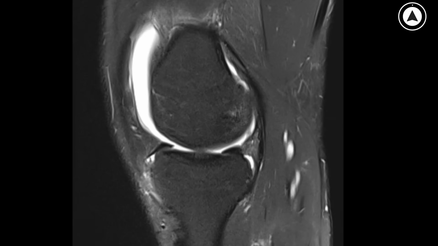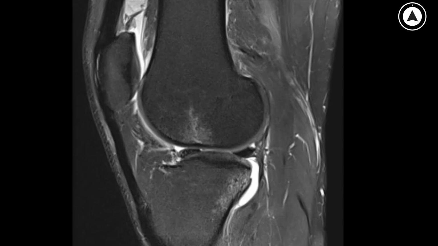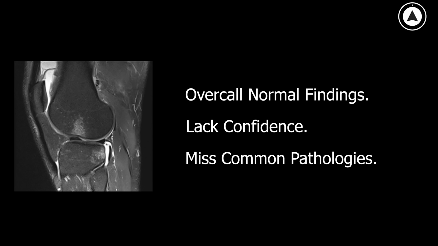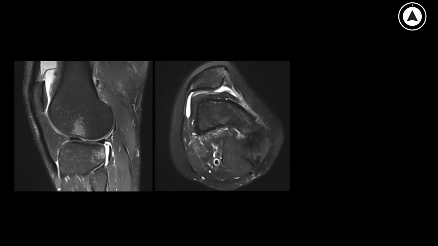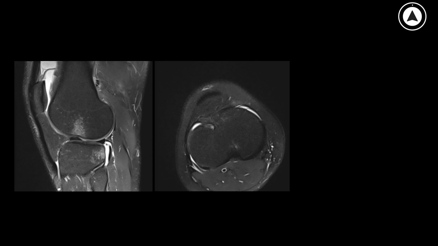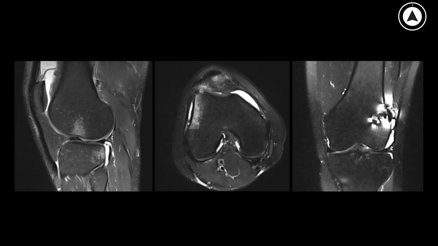The knee is often called the easiest joint to interpret in MSK MRI, but most junior radiologists overcall normal findings, lack confidence, and even miss common pathologies. Structures like the posterior lateral corner, menisci, and ligaments have nuanced anatomy, so it's easy to second guess what's normal.